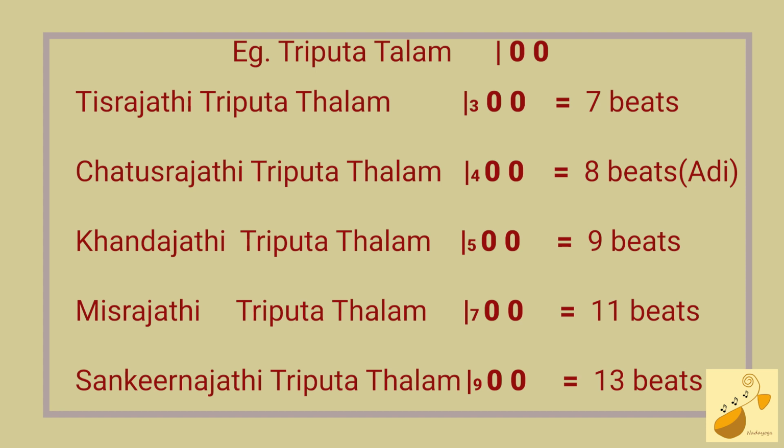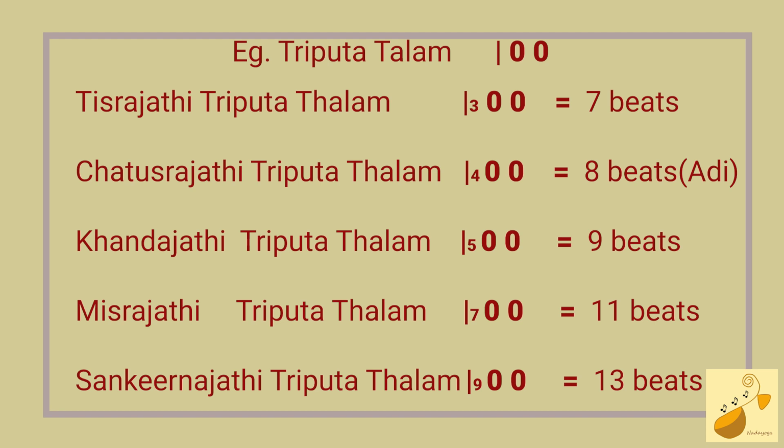Now doesn't this talam remind us of something which we are very familiar with? Yes, it is the Adi Talam. So the colloquial name for Chatushra Jati Triputa Talam is Adi Talam. Then in Triputa Talam, if you have 5 beats for the lagu, it will become Kanda Jati Triputa Talam, 1, 2, 3, 4, 5, of 5 counts of the hand, and followed by 2 dhrutams. 9 beats totally, Kanda Jati Triputa Talam.